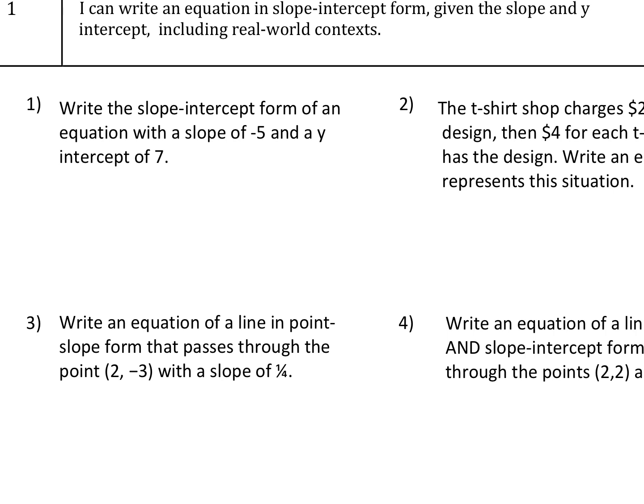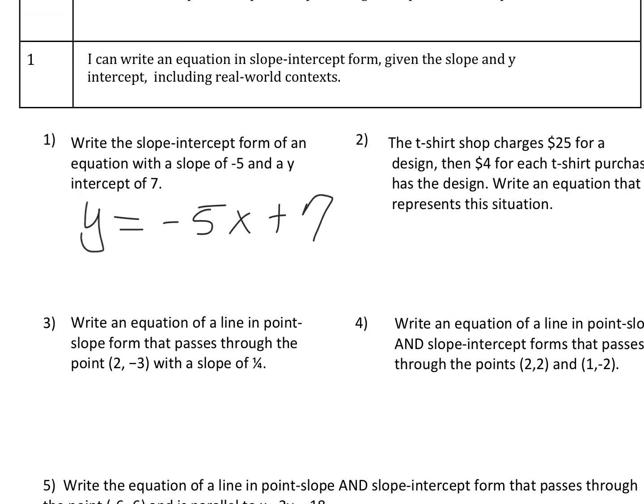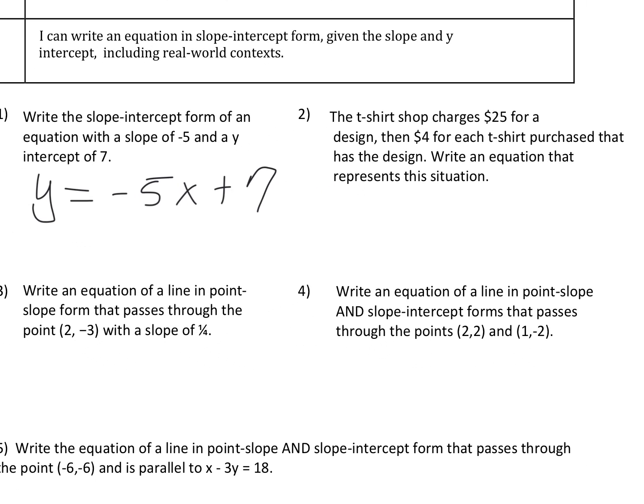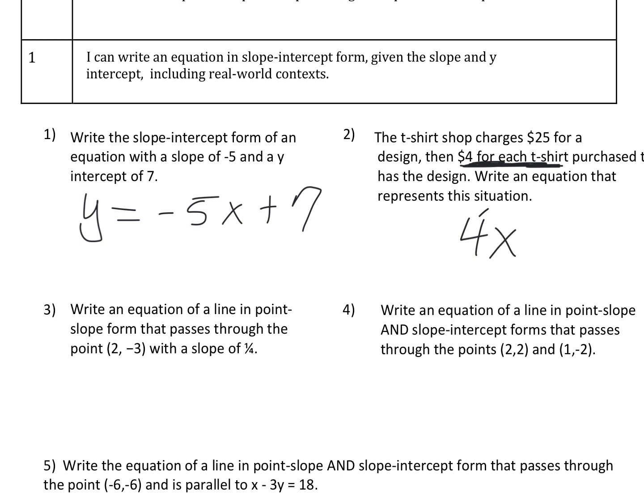Last section for today. Write the equation in slope-intercept form. I literally gave you the slope and the y-intercept, so it's just a matter of writing it down. So y equals negative 5x plus 7. All right, for number 2, this is a real-life situation, but it is still written in slope-intercept form. Since it's $4 for each t-shirt that you purchase, that is your rate of change. For every t-shirt you buy, it's going to go up by 4. So it'll be 4x plus the 25 you had to pay. So y equals 4x plus 25.